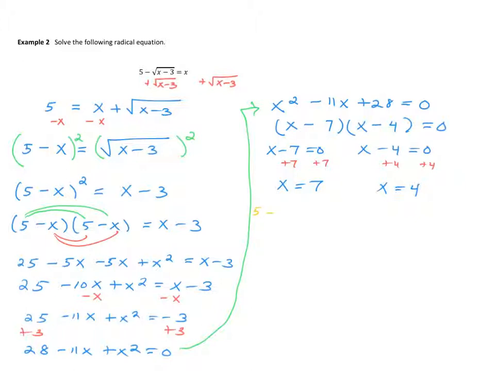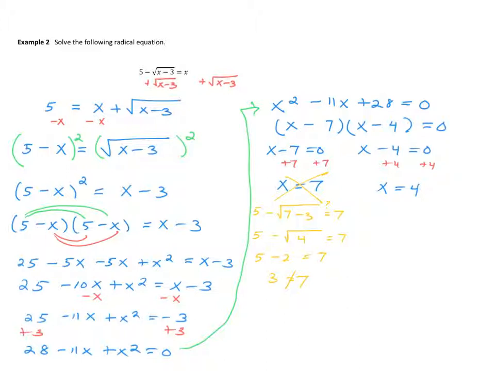5 minus the square root of 7 minus 3, is that 7? Is this true? Okay, that's 5 minus the square root of 4, since 7 minus 3 is 4. And that's 5 minus 2. Is that 7? No. This is no good. What this tells me is, in my original equation, x cannot be equal to 7. That's no good. But what about 4?